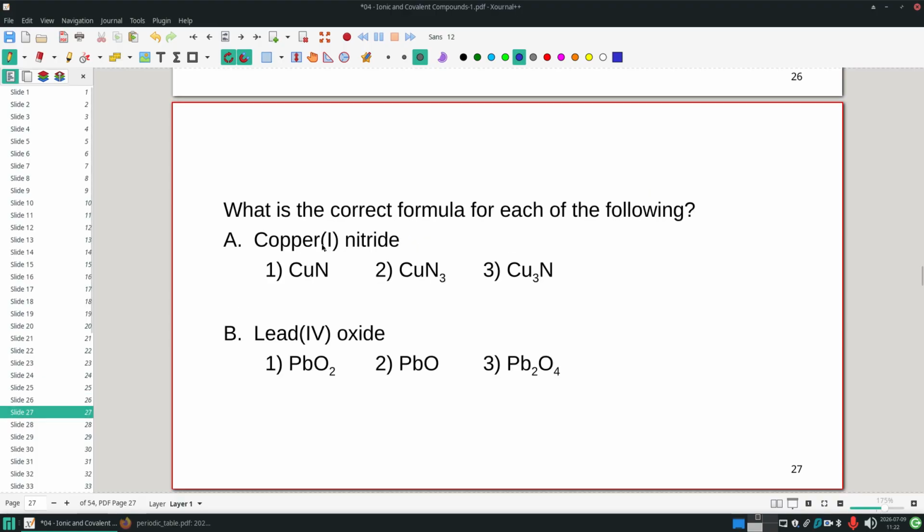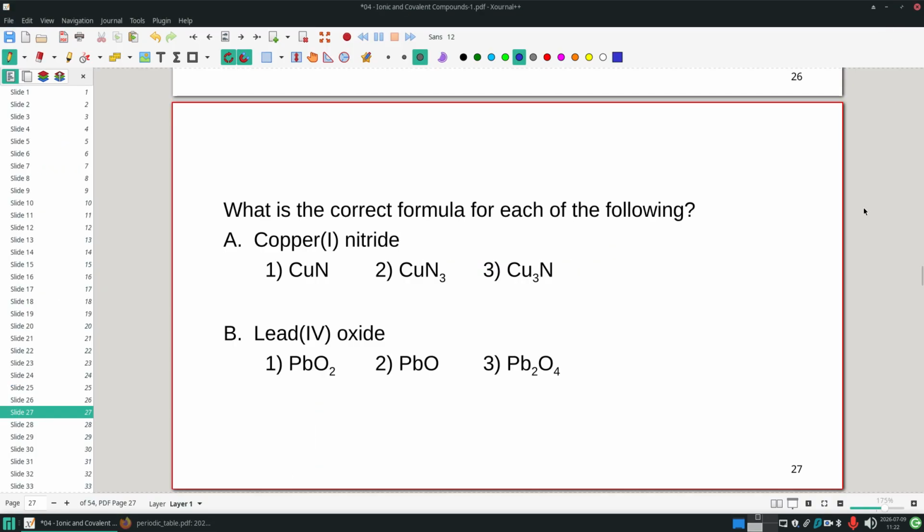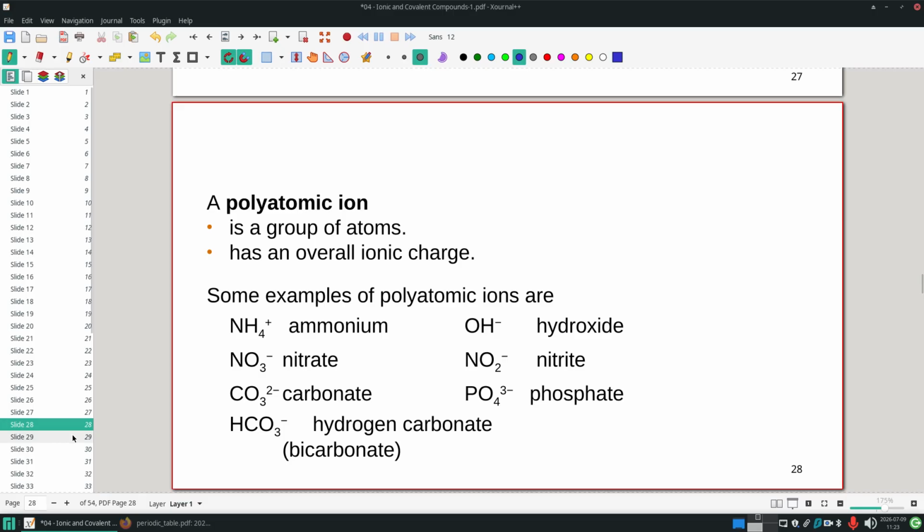All right, so which one of these is copper 1 nitride? Well, we just look at the periodic table and figure out the charge of the nitride. Nitrogen would be -3. And I don't need to look at the periodic table for copper 1 because that 1 tells me the charge. Therefore, I need 3 coppers to give me copper 1 nitride. Now, oxygen, you probably remember this by now, is always a 2 negative. So for lead 4, I would need 2 oxygens to every 1 lead.